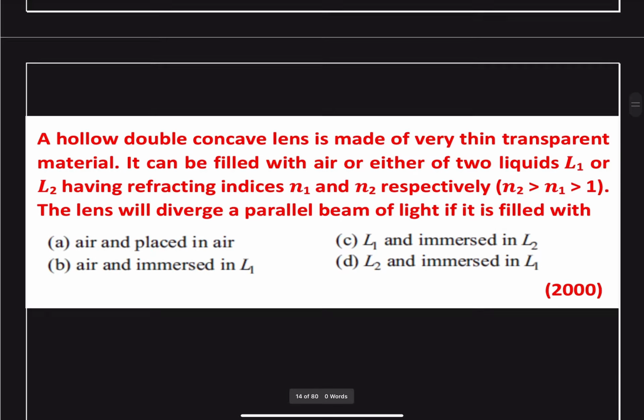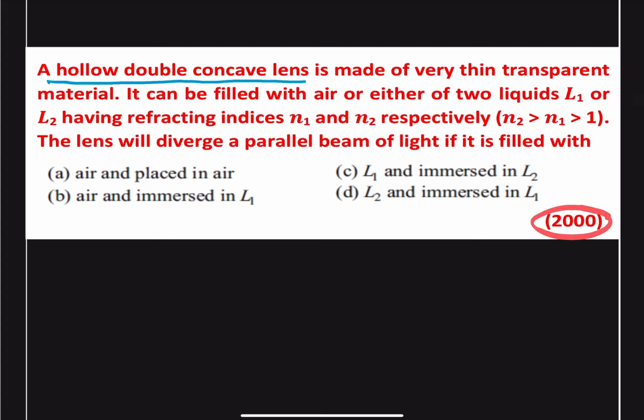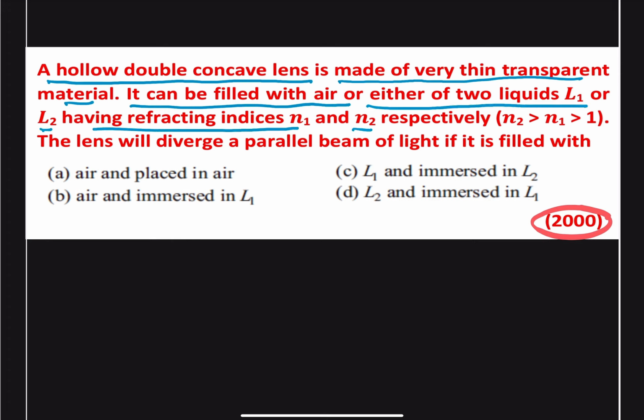So we come to the next question. It was also asked in the year 2000, and it states that a hollow double convex lens is made of very thin transparent material. It can be filled with air or either of two liquids, L1 or L2, having the refractive indexes N1 and N2 respectively, such that N2 is greater than N1 is greater than 1. 1 stands for air. The lens will diverge a parallel beam of light if it is filled with.